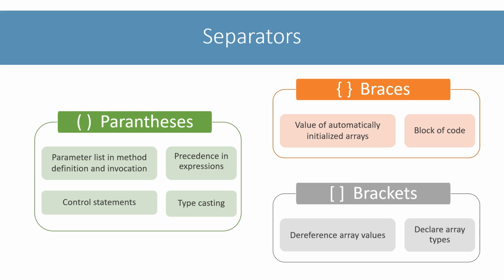Next separator is the braces. It is most commonly used for defining code blocks, which we saw earlier in this video. It is also used to contain values of automatically initialized arrays. Next separator is brackets. It is mainly used in arrays to declare array types and dereference array values. We will see its use in detail when we discuss arrays.